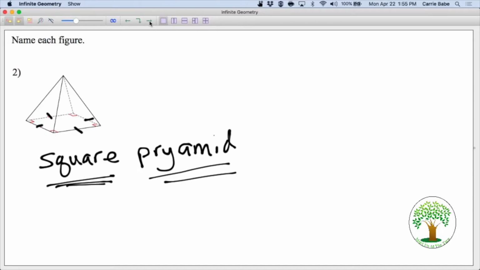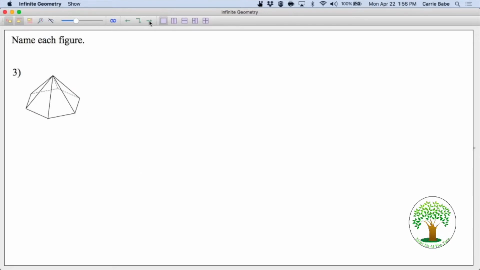prism, cone, cylinder, and so forth. All right, let's move on to number 3. Number 3, what shape is the base?